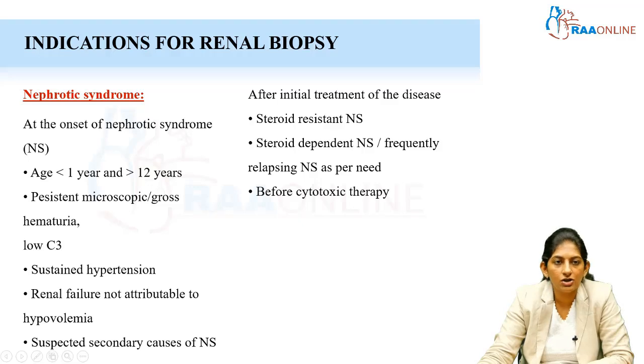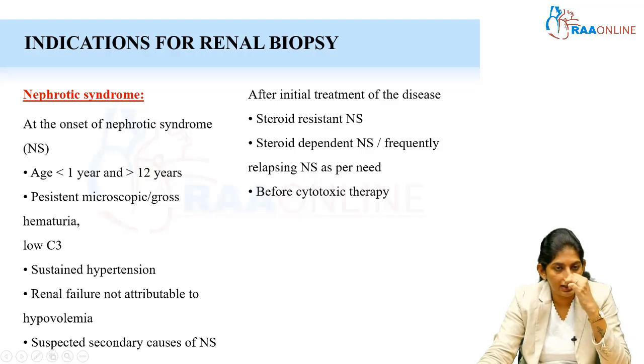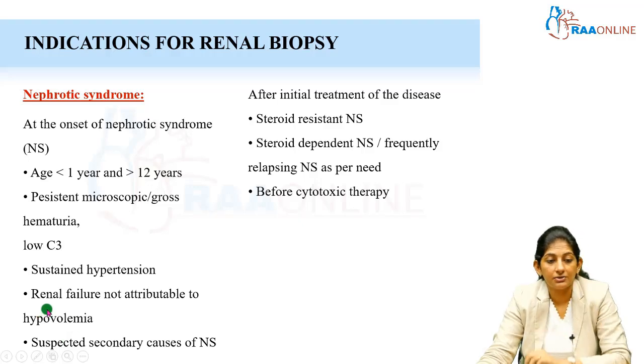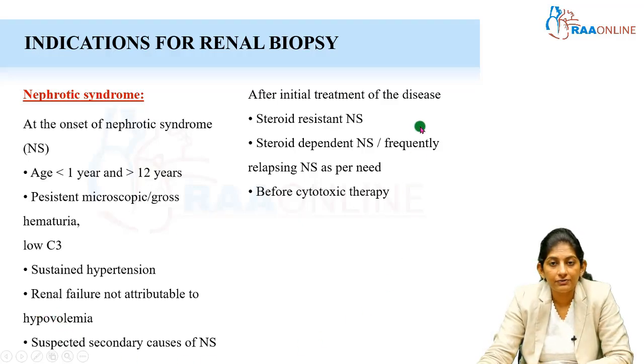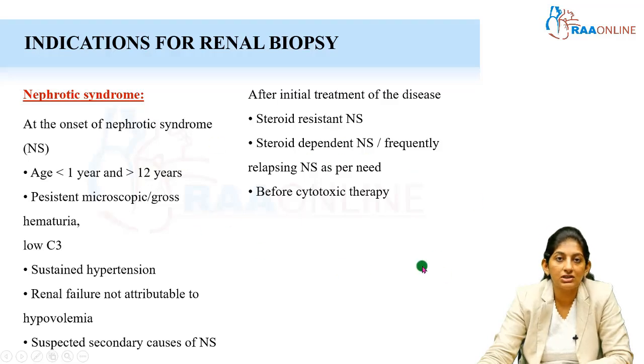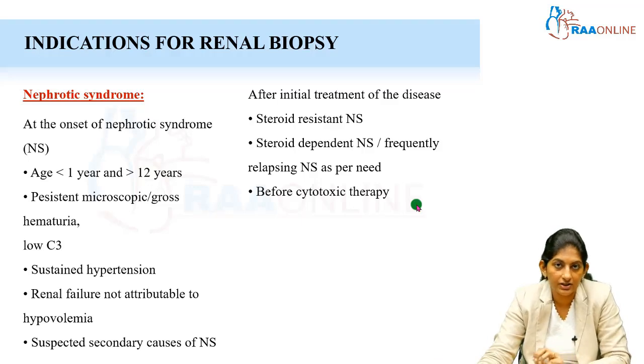Sustained hypertension is not known in nephrotic syndrome at all. So when there is sustained hypertension, when there is a persistent renal failure condition, and if there are conditions like steroid resistant nephrotic syndrome, steroid dependent nephrotic syndrome, and when you want to start calcineurin inhibitors before cytotoxic therapy, definitely renal biopsy is indicated, and you know the reason why. Yes, we have discussed this in detail under our nephrotic syndrome.